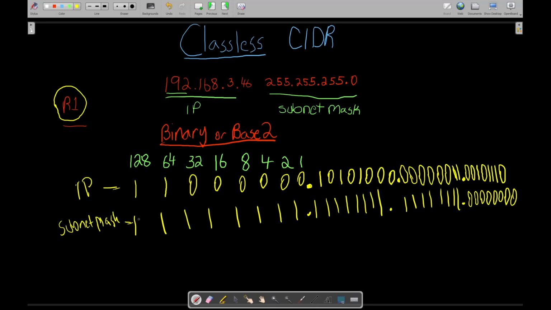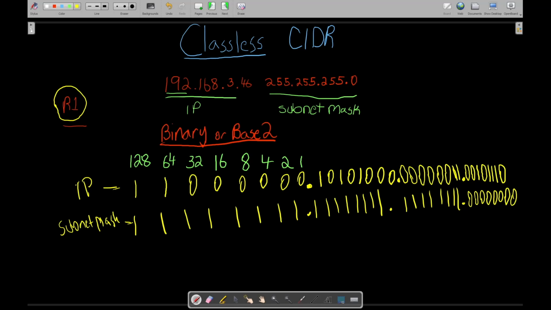Let's go back to the true or false thing. For the subnet mask, each one of these 1s is true. So that means this needs to stay the same. Each one of these 0s is false. So that means we change it to a 0. So if there's a 1 above a 0, it changes to a 0. So I don't have to write a bunch more 1s and 0s, I'm going to put the decimal version down here on the bottom.